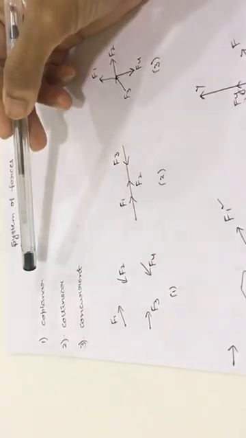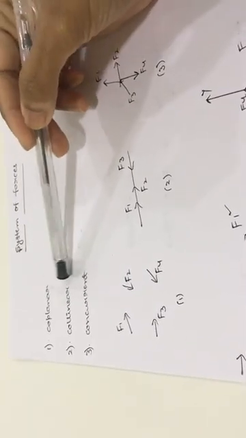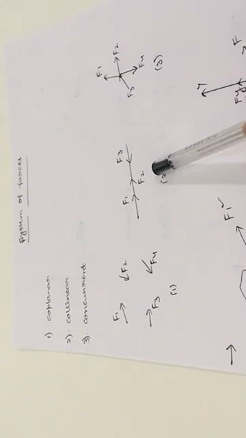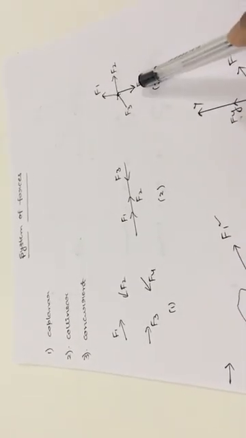Here we have three types of the system of forces: coplanar, collinear and concurrent. If all the forces are acting in the same plane, that type of force system is known as the coplanar force system. If all the forces are acting on the same straight line, it is known as the collinear force system. If all the forces are acting from the single same point, it is known as the concurrent force system. Coplanar force system, collinear force system and concurrent force system.